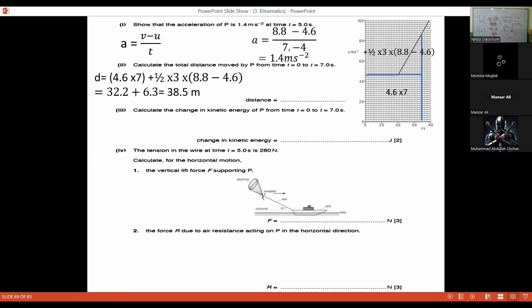Change in kinetic energy. Half m v2 square minus half m v1 square. I take m common, half common. Put the values. v2 is 8.8 square. v1 is 4.6 square. Simplify that and you get the value of change in kinetic energy.